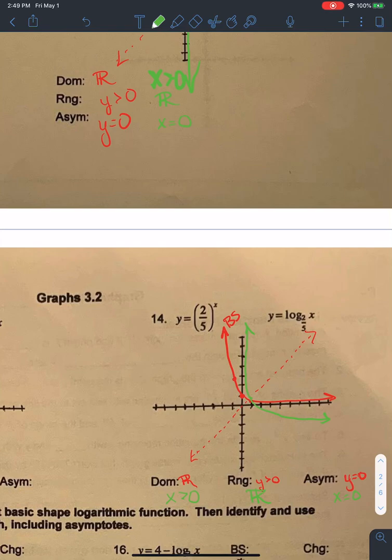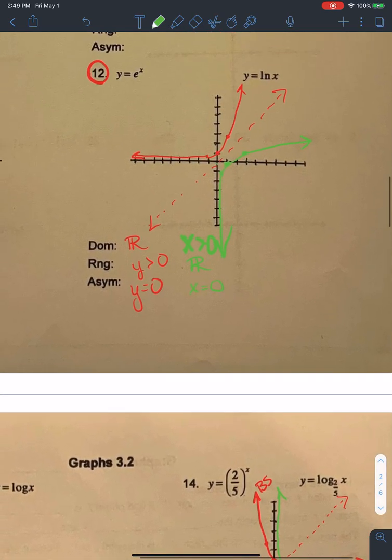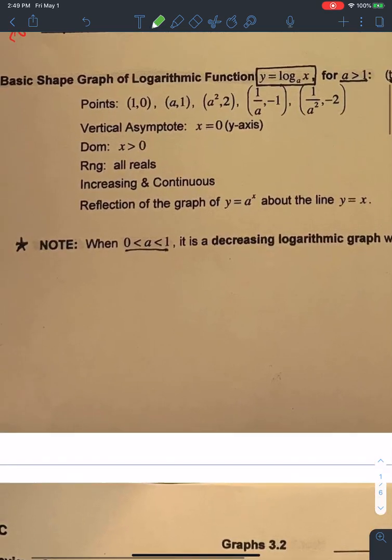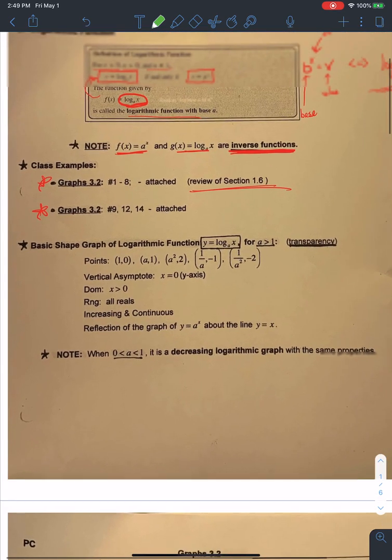Okay. So let us continue on with these notes and see what else we need to work on. I'm going to hop back to my very first page so we can look at some stuff. On my first page, a few of the things that we needed to look at when we're talking about the basic shape of a logarithmic function. There are some general points you need to look at. You have a vertical asymptote, the domain, the range. It's increasing and continuous, and it reflects across the line. Those are all things that I employed when I was doing those 3 graphing examples with you.